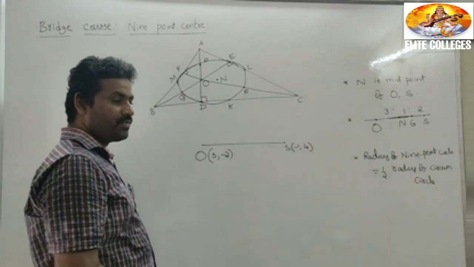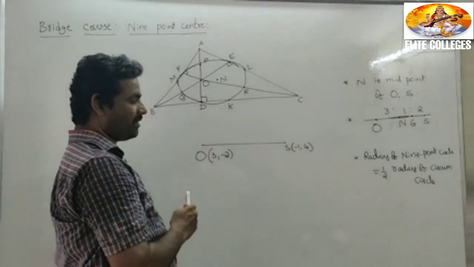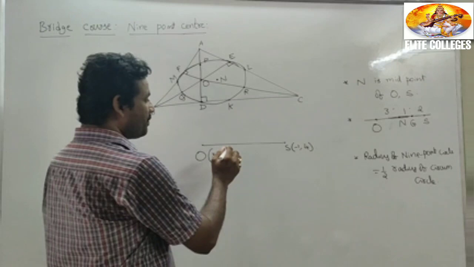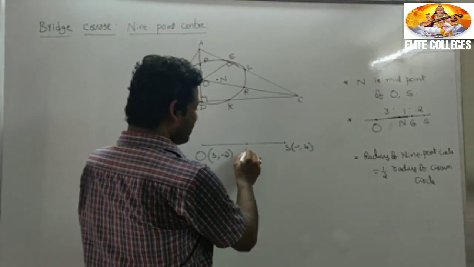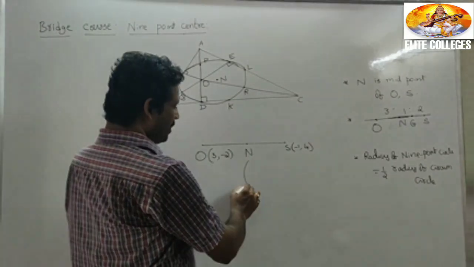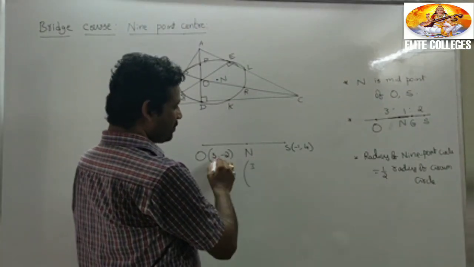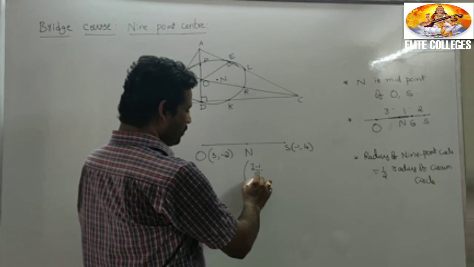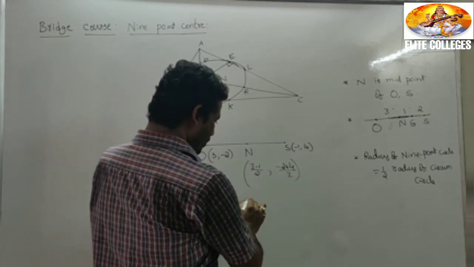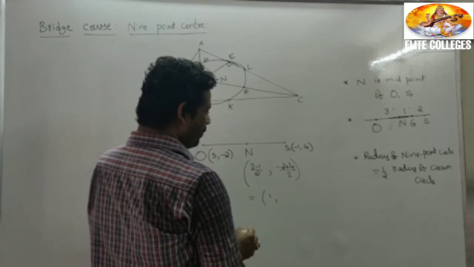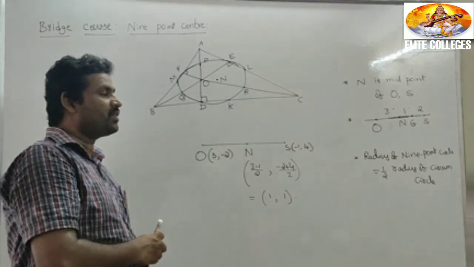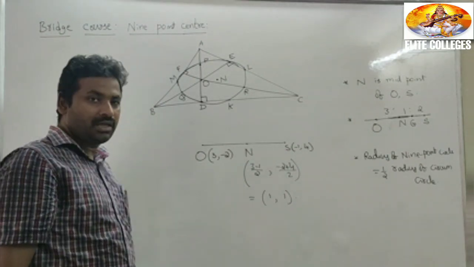Right, students, see this one. The orthocenter and circumcenter are given. Now we have to find the 9-point center. The 9-point center is the midpoint of the orthocenter and the circumcenter. Then what is the answer? (3 + 1)/2, (3 - 1)/2, (-2 + 4)/2. What is this equal to? (2, 1, 1). So that is the 9-point center. This is the way we can find the 9-point center.